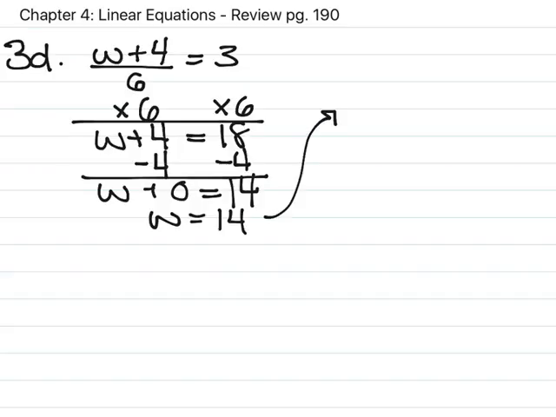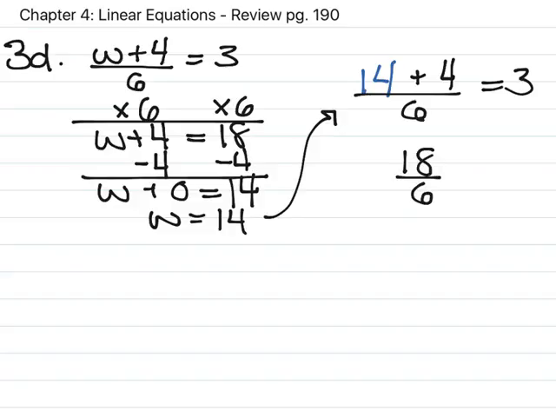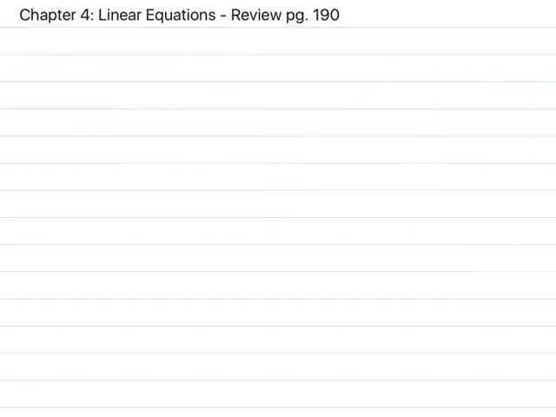To check your answer, you plug it into the original equation. 14 plus 4 divided by 6 equals 3. So 14 plus 4 is 18. 18 divided by 6 is 3. So 3 equals 3, which is correct.